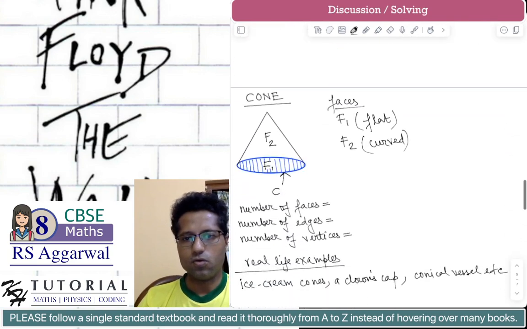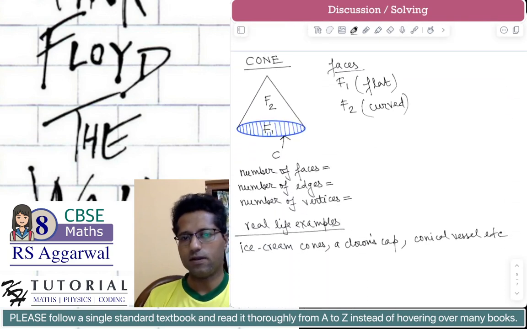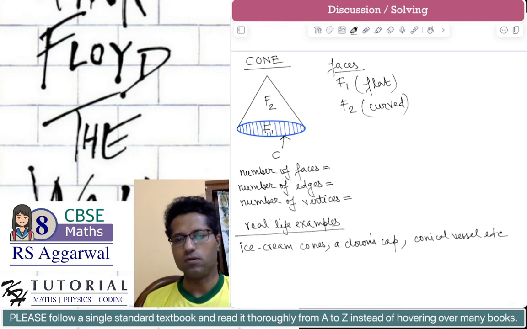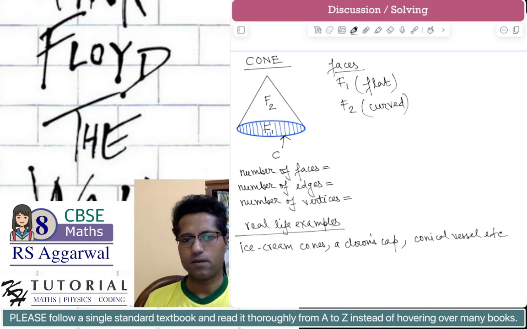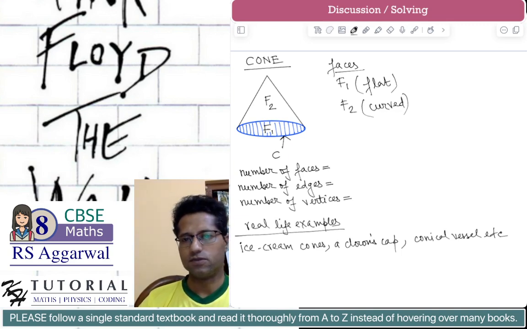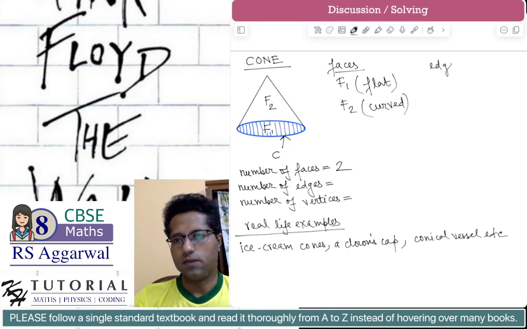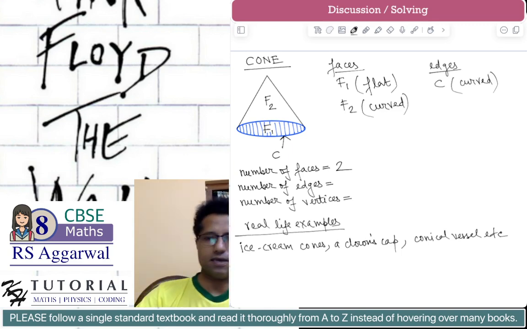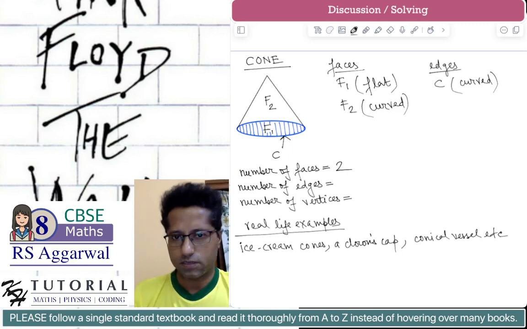Okay, for a cone we have two faces only. F1 is the base of the cone, which is a flat face having a circular shape, and the other one is the curved surface F2. So the number of faces is 2. Now edges, there is only one edge, which is C. You can consider this edge C as the circumference of the flat surface F1.